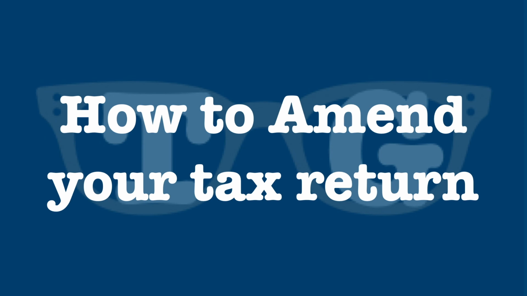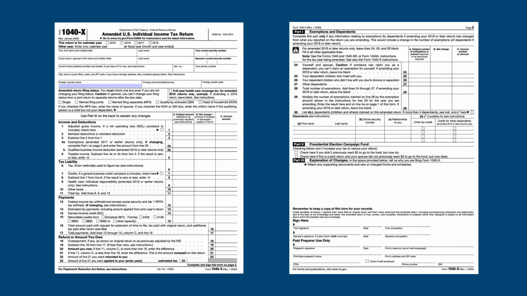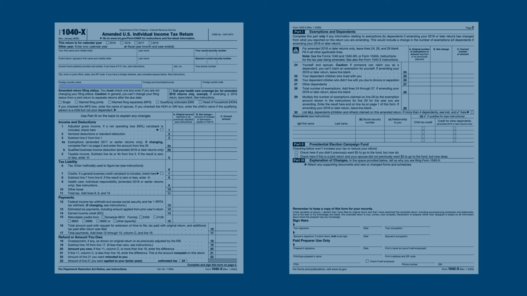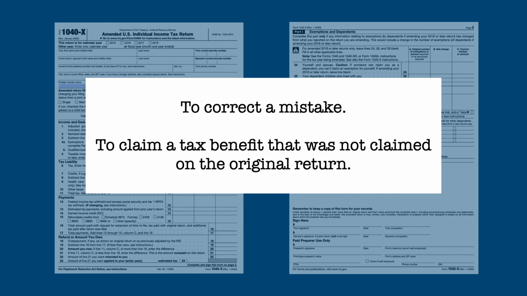In this video, we're going to learn how to amend a tax return. When you need to make changes to a previously filed tax return, you prepare an amendment to your tax return, showing the changes you're making to the original return on a Form 1040-X. There are two primary reasons tax returns are amended. 1. To correct a mistake, and 2. To claim a tax benefit that was not claimed on the original tax return.